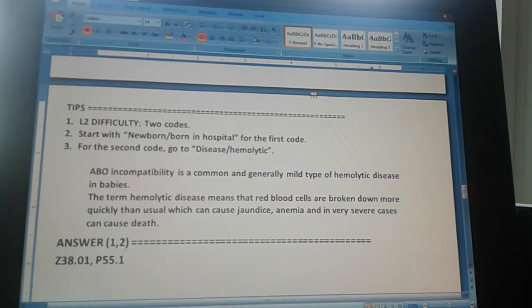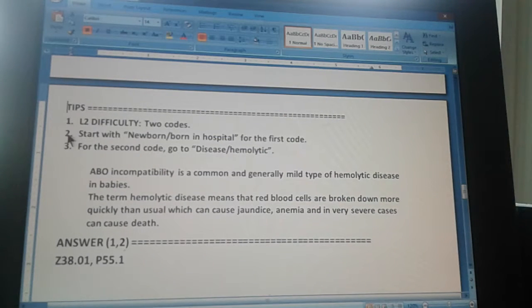The first tip is that it's level 2 difficulty. Why? Because there are 2 codes. You need a code for the regular birth, and since the baby has a condition at birth, you need a second code to explain the condition at birth. So for the first code.